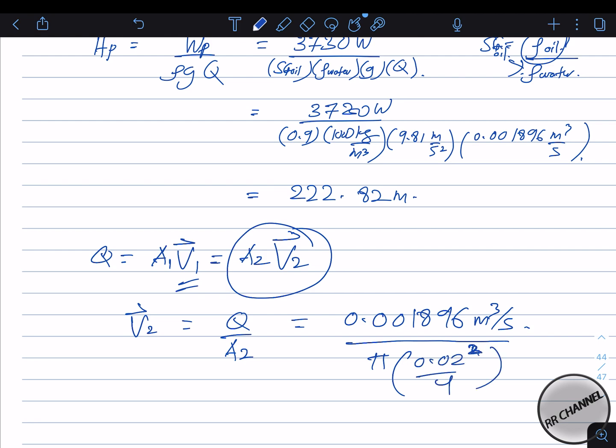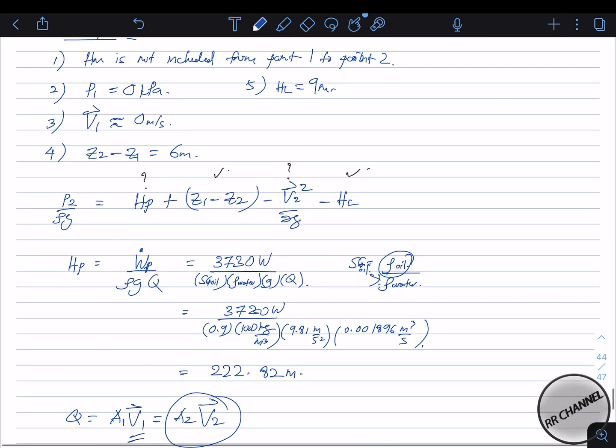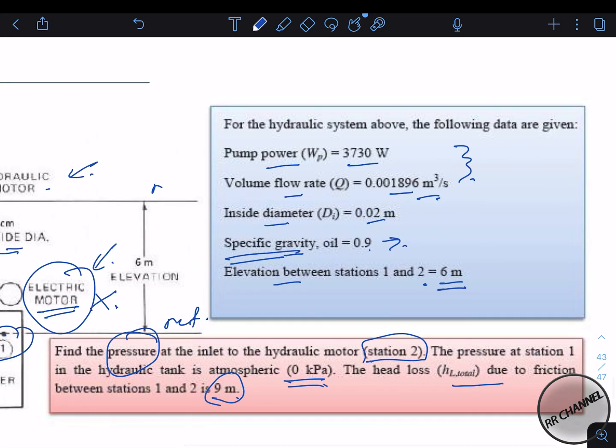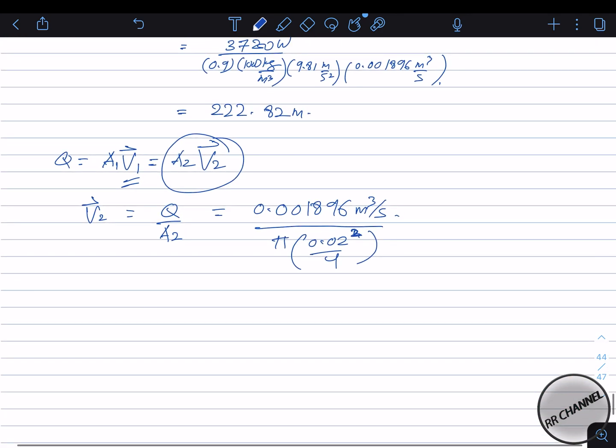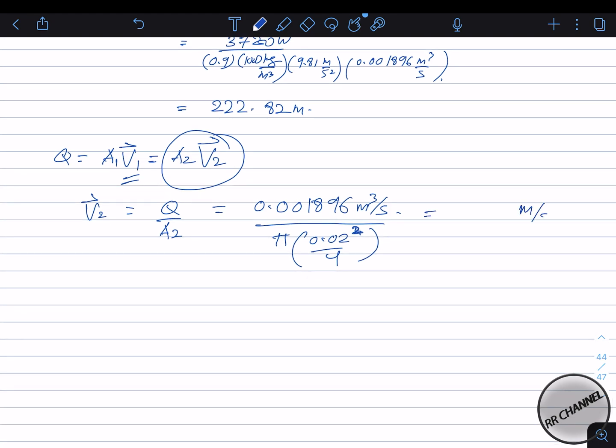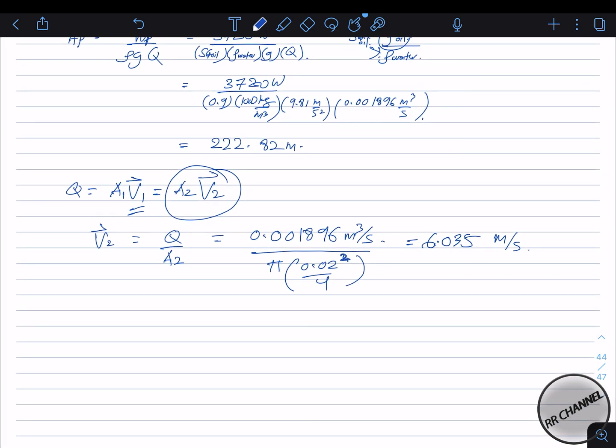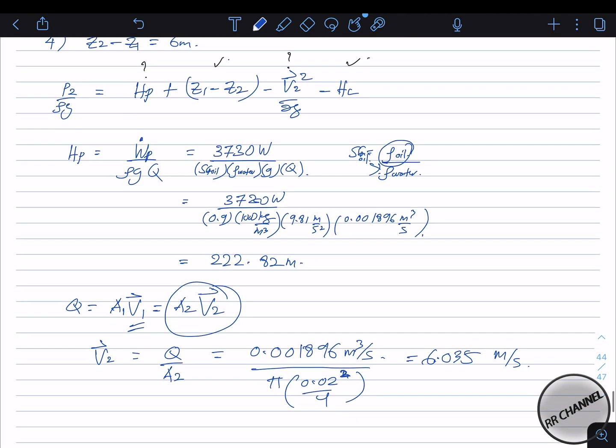So make sure that the diameter that we use is the inside diameter. The outside diameter is not applicable for this formula because the water basically flows through the inside diameter. Okay, so make sure this is the inside diameter, 0.02 meter. So you just punch your calculator and you get the answer in meter per second. So I get here 6.035 meter per second.